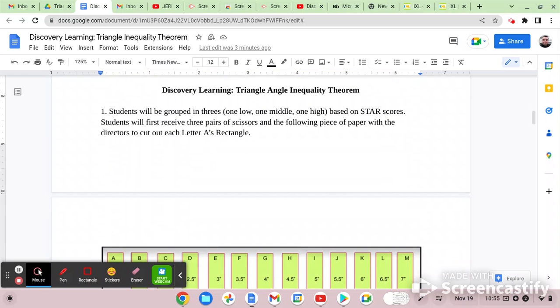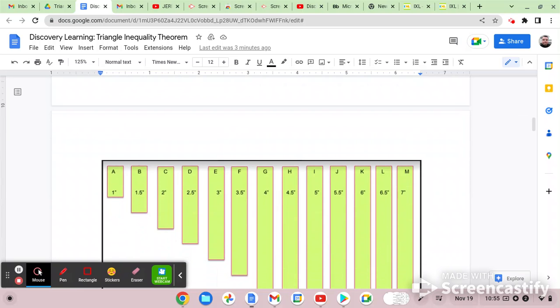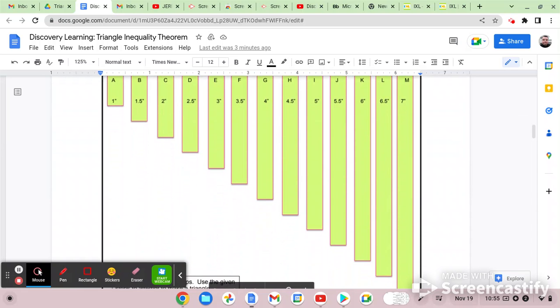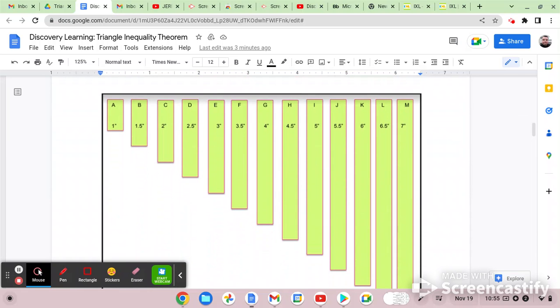All right, with this, we dive into our learning activity next, where I'm going to get them in groups of 3, one student that's a low, a medium, and a high, all based off of STAR scores. They're going to receive 3 pairs of scissors apiece. I'm going to make them do a little bit of work starting off, where they're going to be given a piece of paper with letters A through M, with measurements of 1 inch all the way up to 7 inches. They're going to cut them out, and we're going to be using these pieces in the next part.